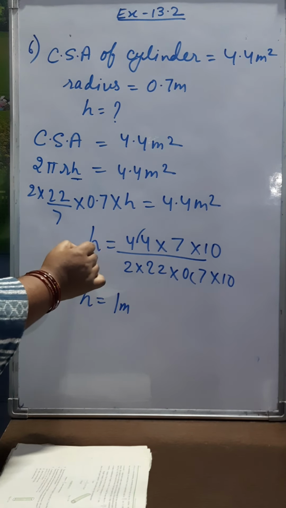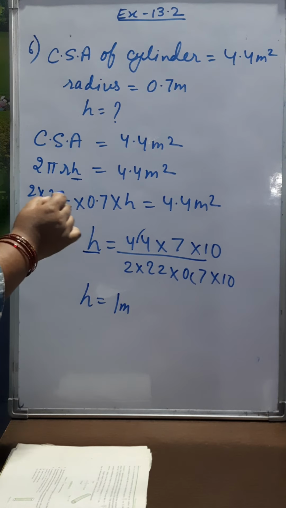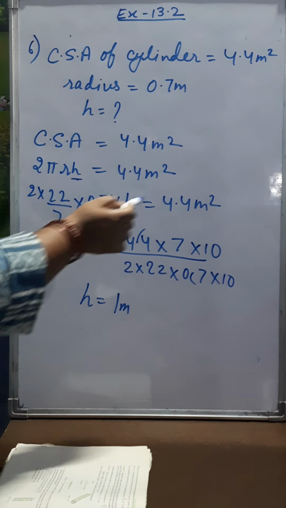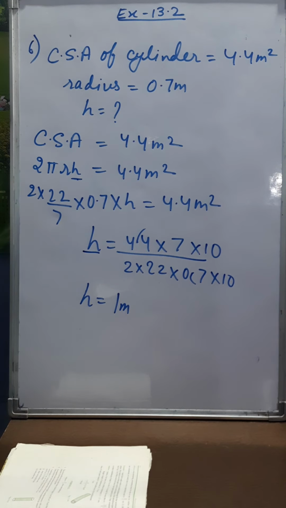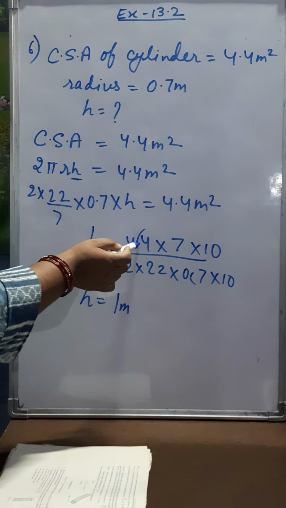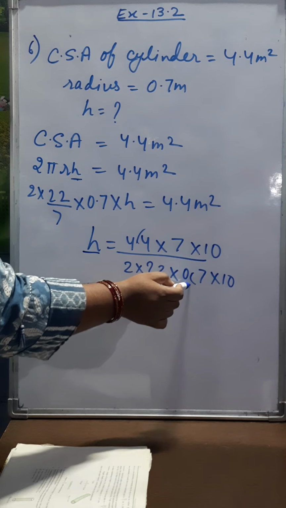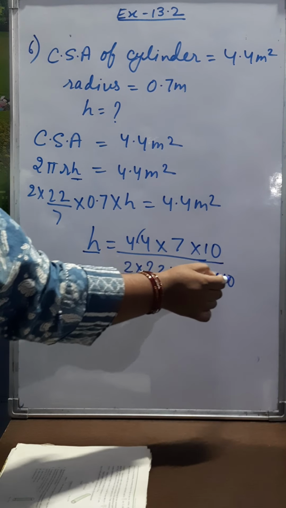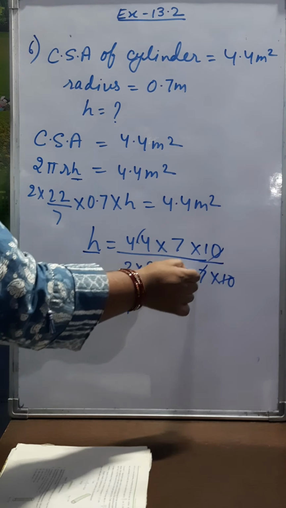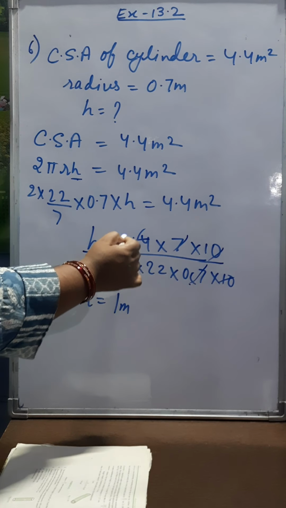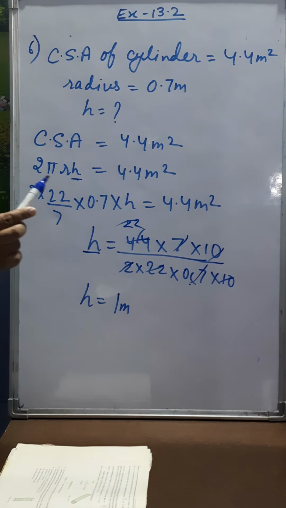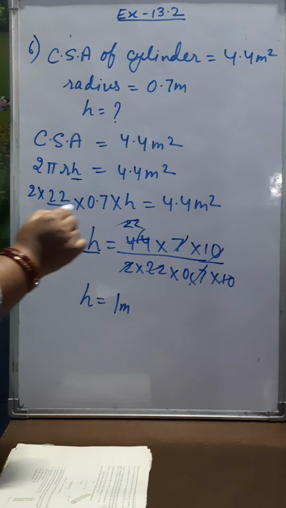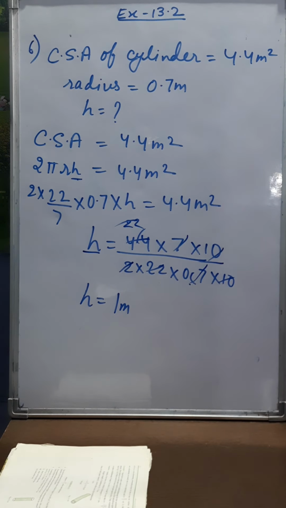So by leaving h this side, the remaining numbers will move to that side. This 7 will go in the numerator and 2 into 22 into 0.7 will come in the denominator. By removing this decimal, we can write here 10, and by removing this decimal, we can write there 10. This 10 will get cancelled, 7 will get cancelled, and 22 gets cancelled. So everything is getting cancelled, so h is equal to 1 meter. Now let us move to the next question.